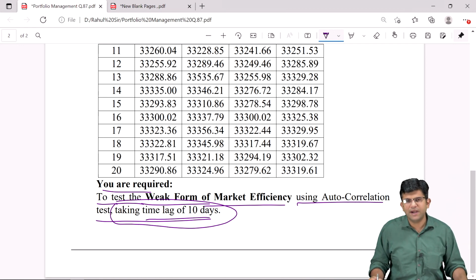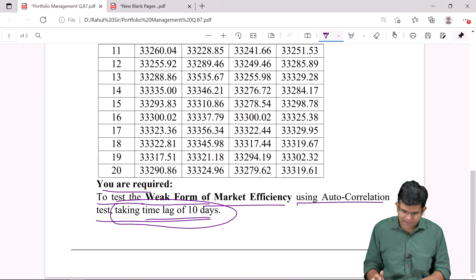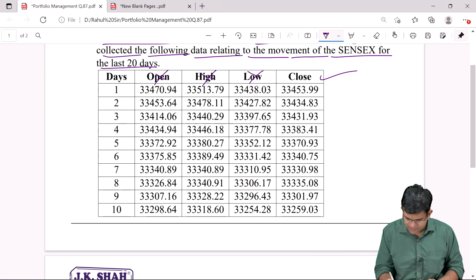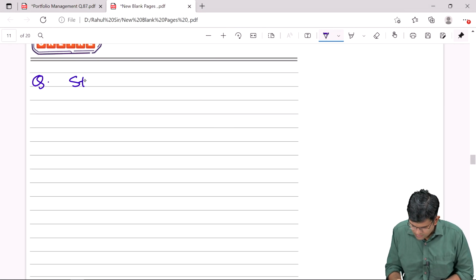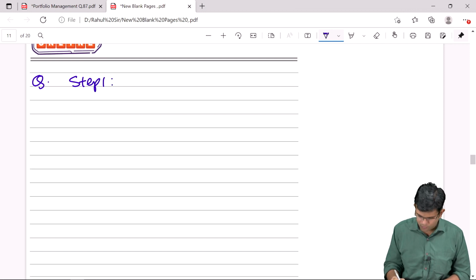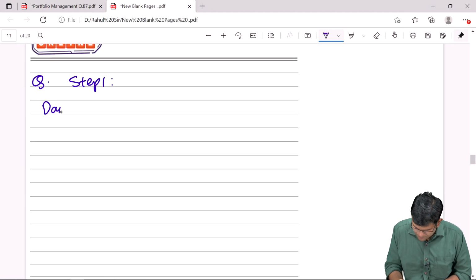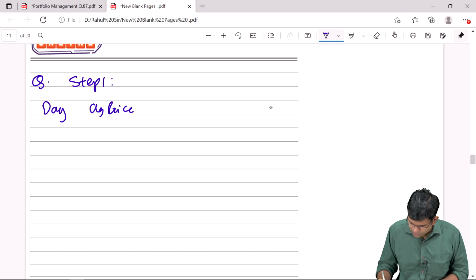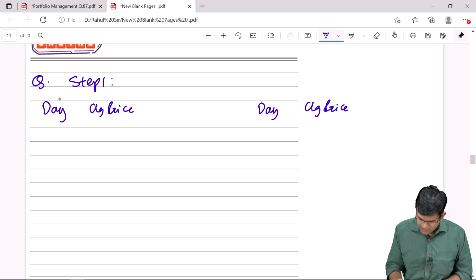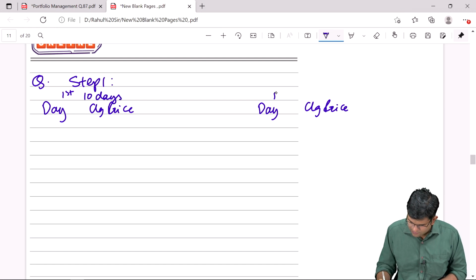We have to make two data sets of 10 days each. So let's make them and keep them, and then I'll tell you what to do next. Okay, so I'll write down here step 1. I'll write down here day, then I'll write closing price. Here also I'll write day and I'll write closing price. Now here I would like to write first 10 days and here I would like to write next 10 days.